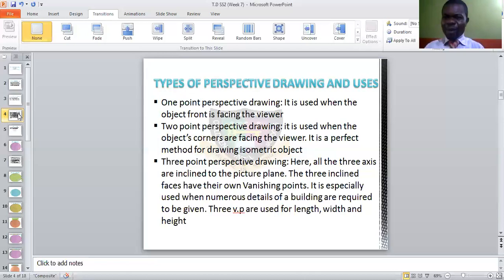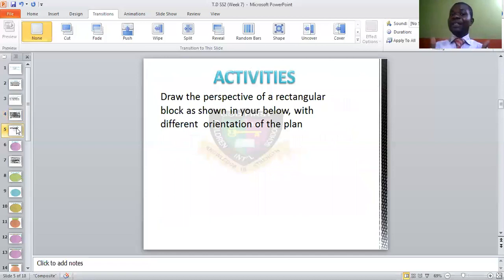But these are the types of perspective drawing. The 1 point is used for a face facing the observer or viewer. Then the 2 point, the corners facing the viewer, and then 3 point giving details of a particular drawing, like the building. Then we will need to look at an example, like I told you, we call it activities.